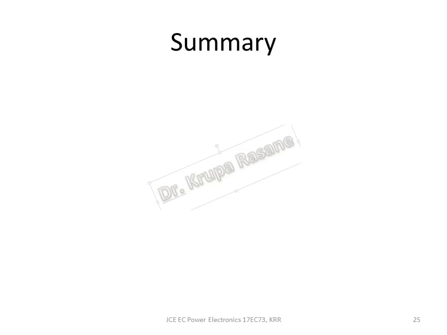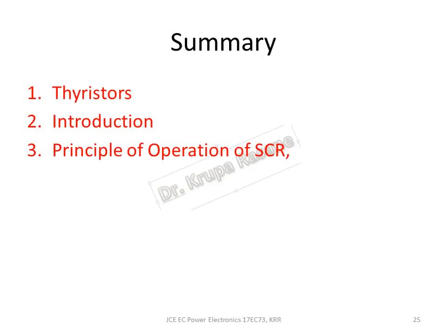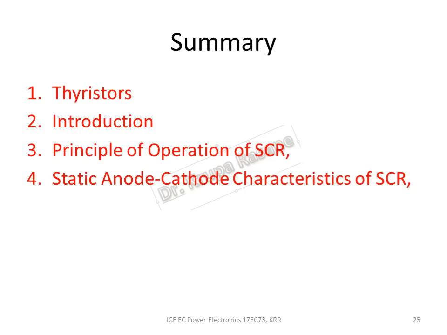So let me summarize what we have been doing today. We have dealt with what a thyristor is, which is nothing but a silicon controlled rectifier, and we have introduced you to it, and we have seen the operation of SCR, and we have also seen the static anode cathode characteristics of the SCR, and we have also seen the two transistor model of SCR and the calculation we have done using it.